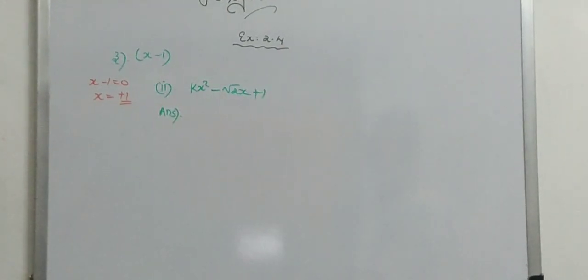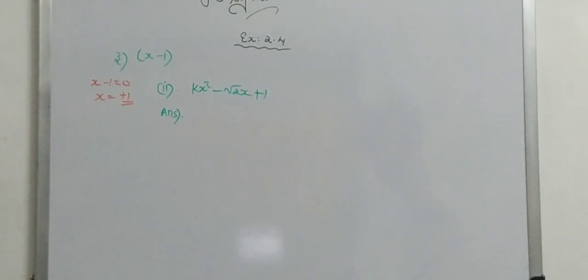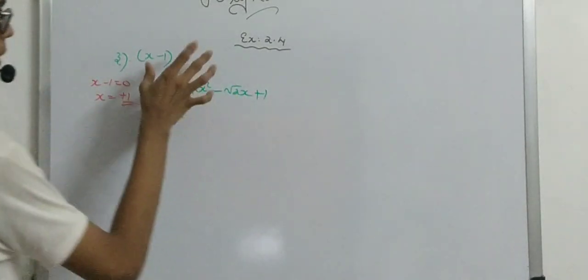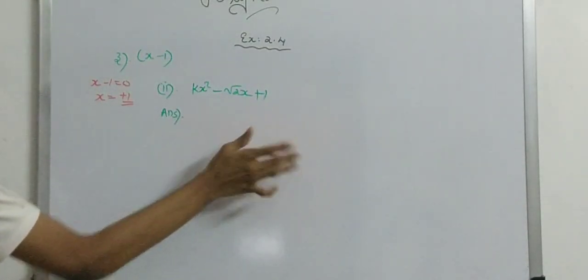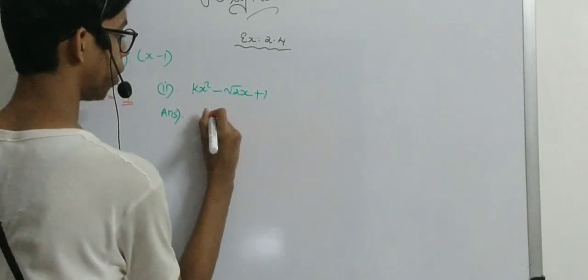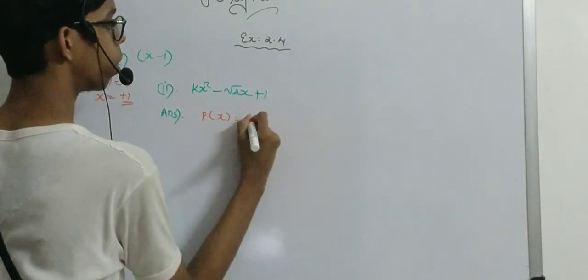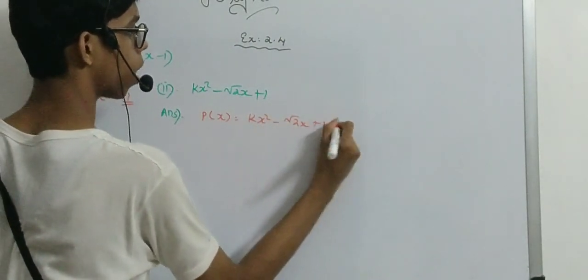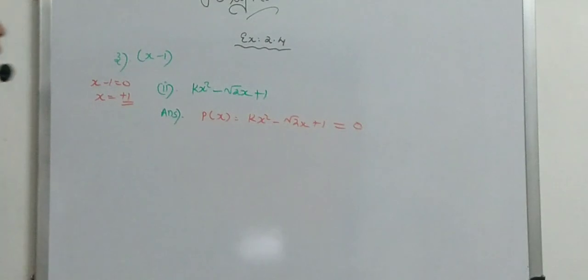Okay, so our next one is kx square minus root 2x plus 1. Okay, so here also it is given that x minus 1 is a factor of this term. So what should we do? Since it is the factor, we can say that p of x is equal to kx square minus root 2x plus 1 is equal to 0. Okay, the value of the polynomial will be equal to 0.